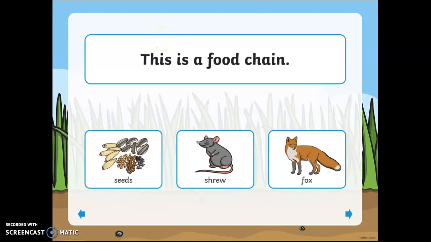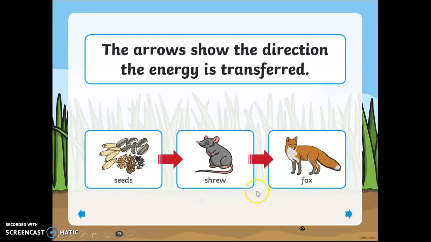So now we've looked at a few animals and what they eat, we're going to look at a basic food chain. So here we have one: we have some seeds, a shrew or a mouse, and then a fox. The arrows show the direction that energy is transferred.